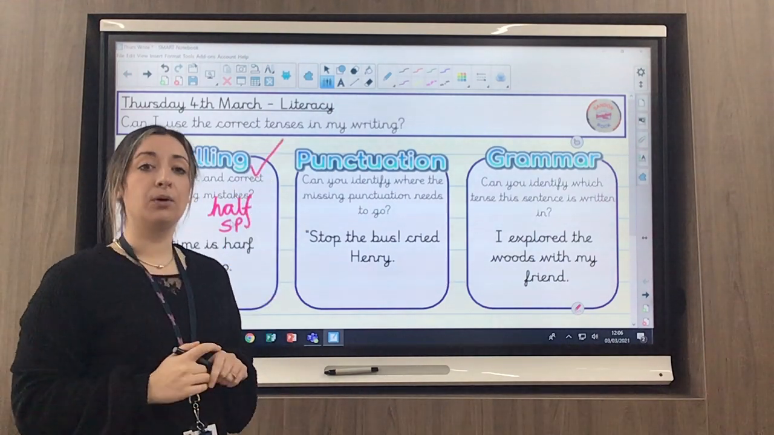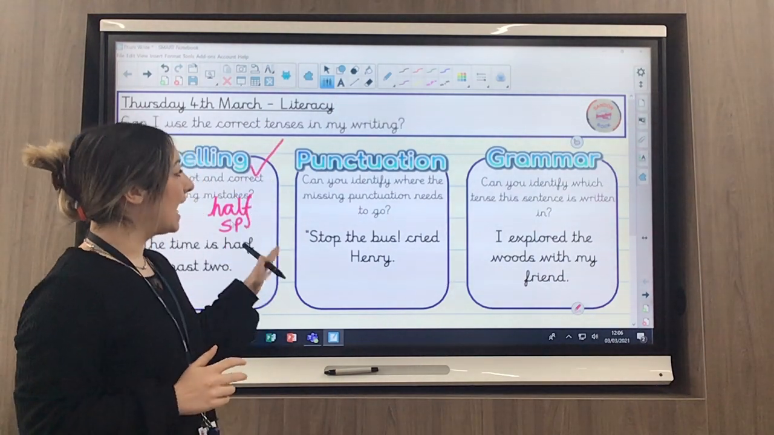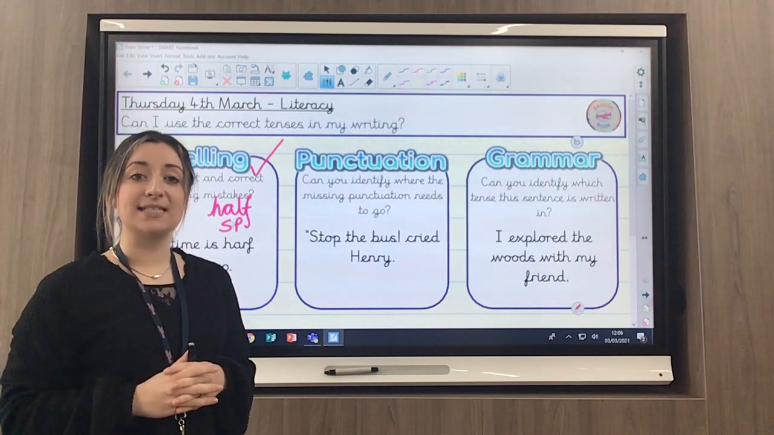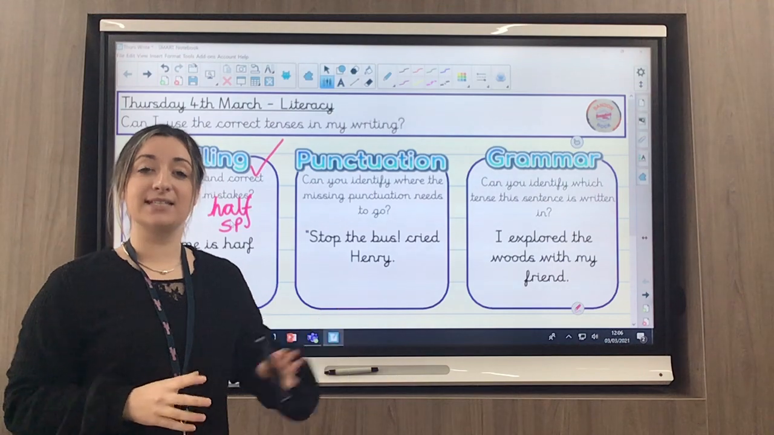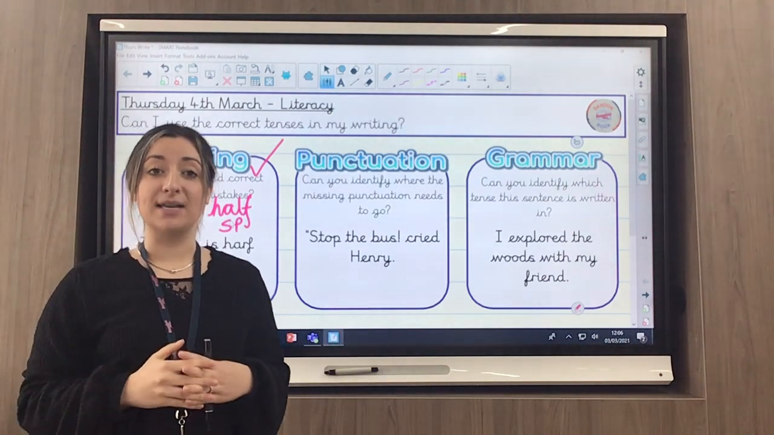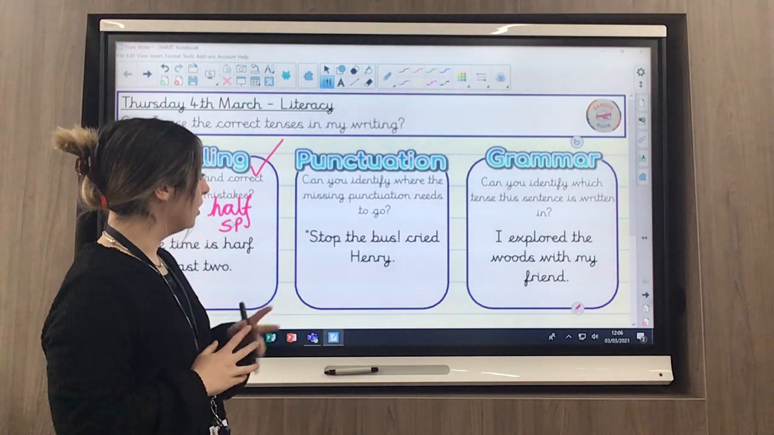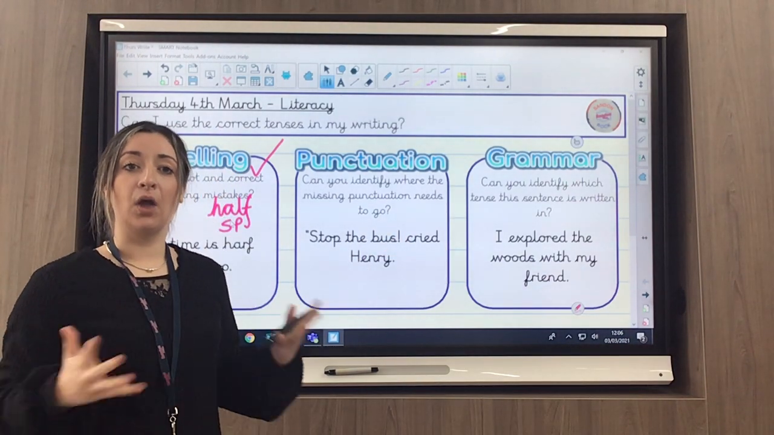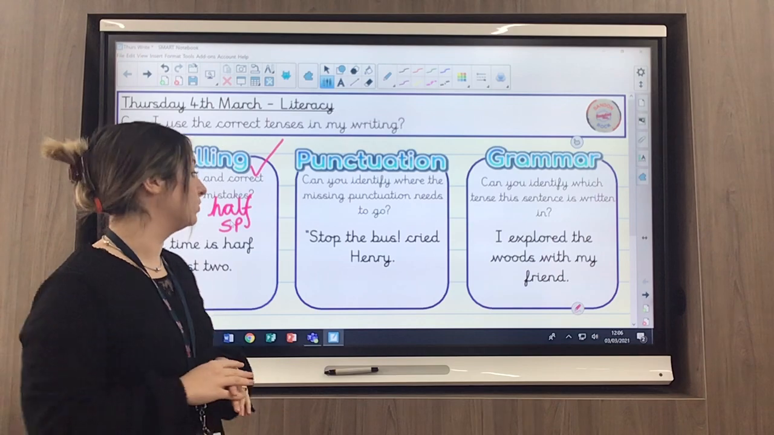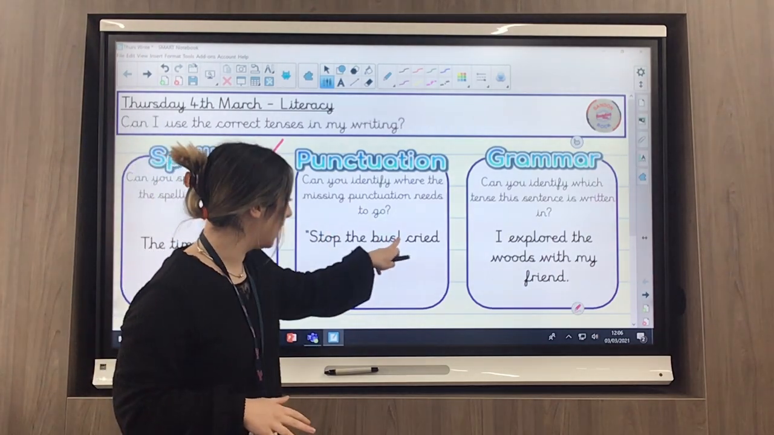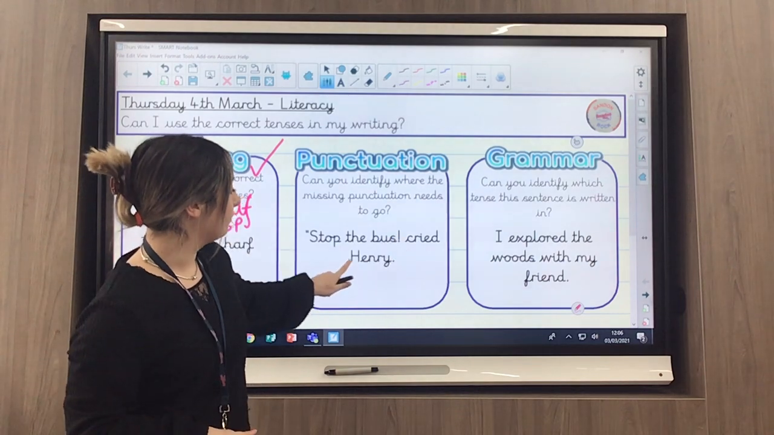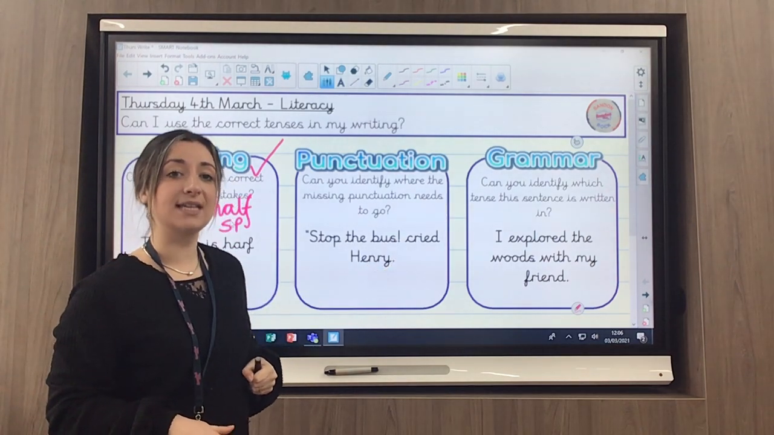Okay, moving on to punctuation. I want you to identify the missing punctuation to see where it needs to go in my sentence. Here is my sentence and you need to have a look where my missing punctuation is. "Stop the bus!" cried Henry. Where is my missing punctuation? I've got an exclamation mark where Henry stopped talking. I've got a full stop at the end of the sentence.